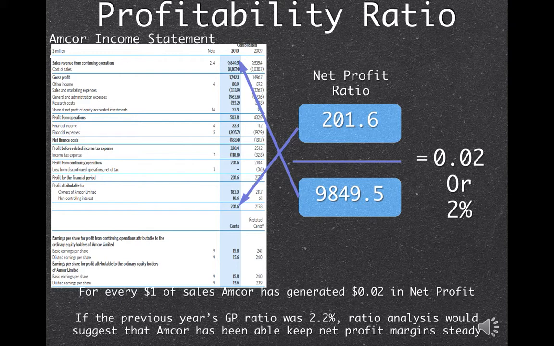Also means that for $1 of sales, Amcor has generated 0.2 cents in net profit. If the previous year the net profit ratio was 2.2%, that means they've fallen pretty close to last year, but slightly lower. Now a business would need to look at this and say, is that amount of profit acceptable against the industry standards and against our future goals?